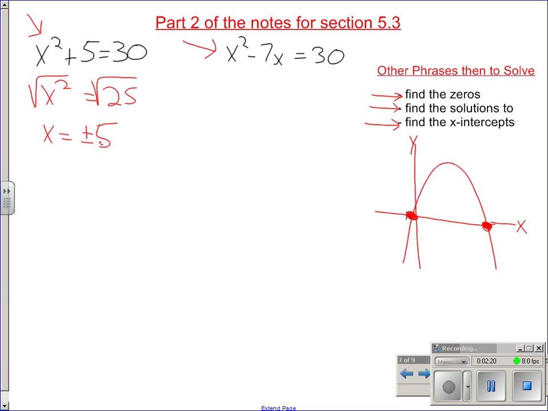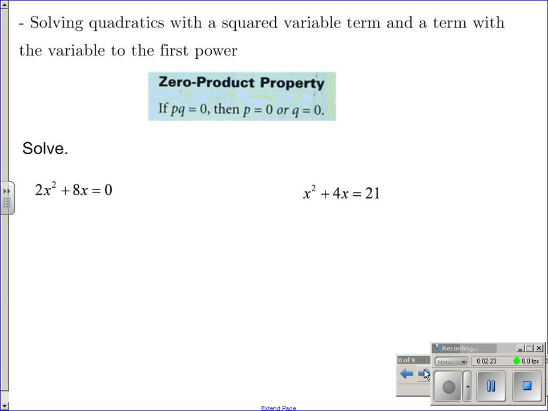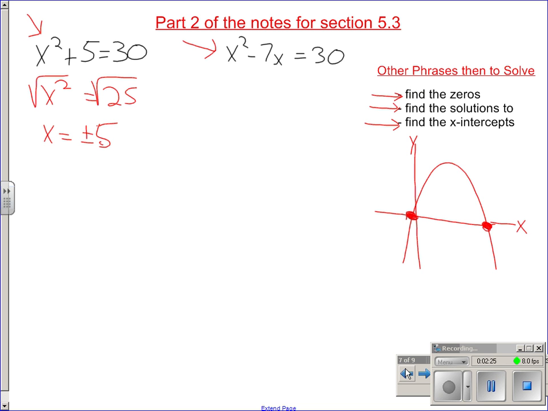Solve for x. Actually, let's go back for a second. When you have an x squared term and an x term, there's really no other way to do it. There's the quadratic formula, but let's not talk about that yet. What you have to do is set the equation equal to 0. For x squared minus 7x, we just subtract 30 from both sides. This is the biggest thing: you have to set your equation equal to 0. You only have to do this when you have the x squared term and an x term. I can't emphasize that enough.